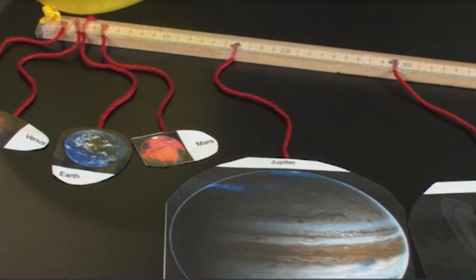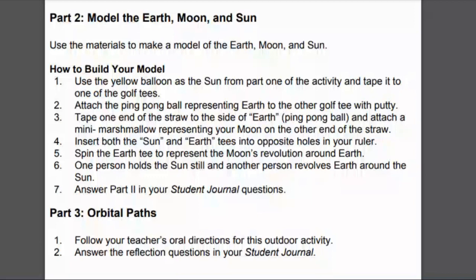Let's look at part 2 of this activity. Part 2 is to model the Earth, the moon, and the sun. For this activity, you're going to build a model by using the yellow balloon as the sun from part 1 of the activity, and you're going to tape it to one of the golf tees that your teacher provides you. After that, you're going to attach the ping pong ball representing the Earth to the other golf tee with putty. You'll tape one end of the straw to the Earth, the ping pong ball, and attach a marshmallow representing your moon to the other end of the straw.